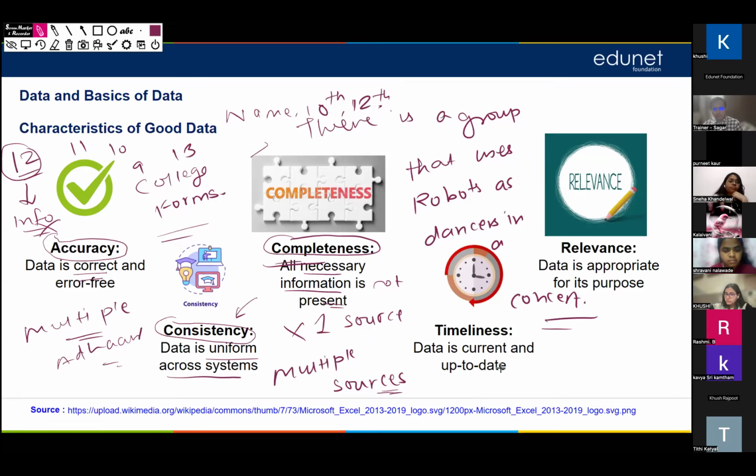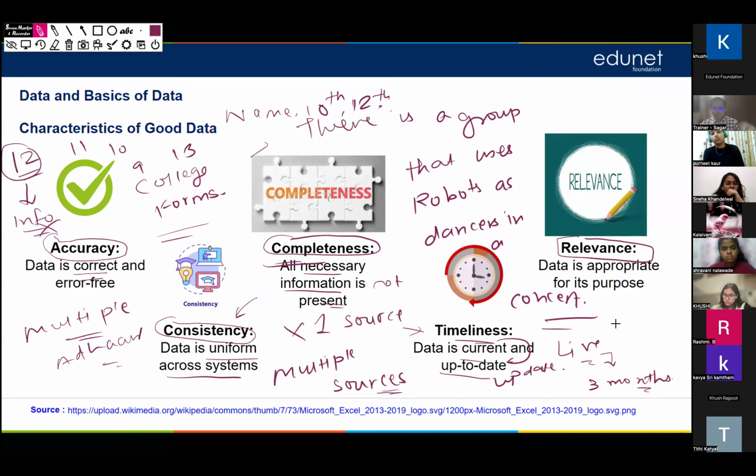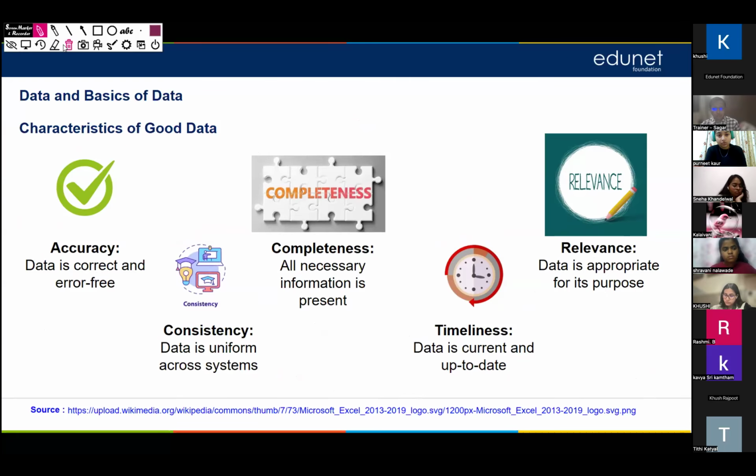Next, timeliness. The data that is shown is current and up to date. I do not want live news on something, or I am not going to collect live data on something that had happened maybe 3 months ago if it is not relevant to me. Similarly, I also have to update the data as and when it requires. Last and most important, relevance. Now we'll discuss relevance a bit more in detail, because relevance is something many of us miss.